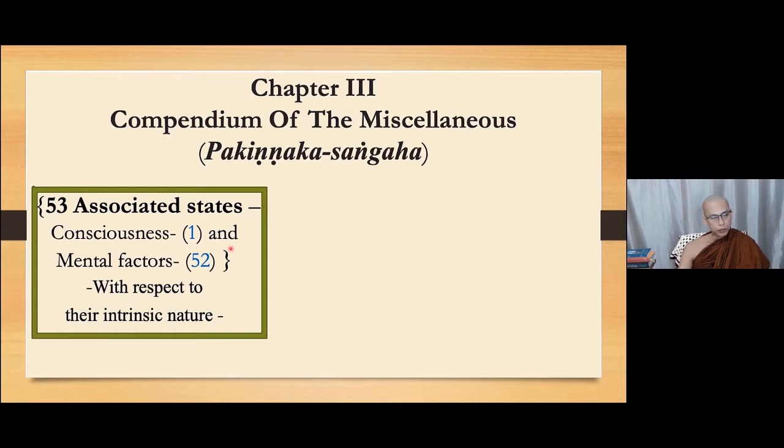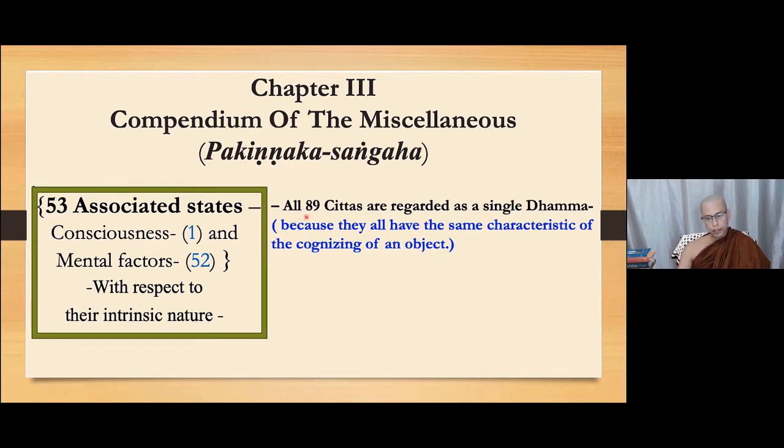So what are the 53 dhamma? The consciousness and mental factors. So we can say these are all mentalities. In this case, the 53 mentalities will be analyzed according to their intrinsic nature, sabhava in Pali. Focusing on their intrinsic nature, 53 dhammas will be analyzed in this chapter.